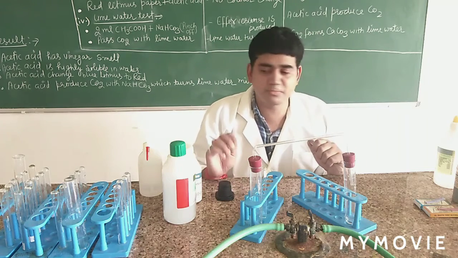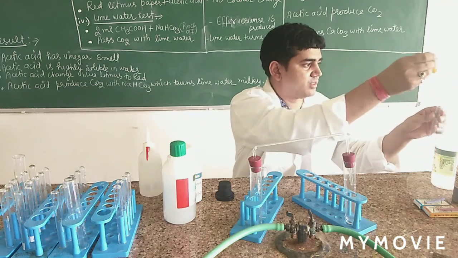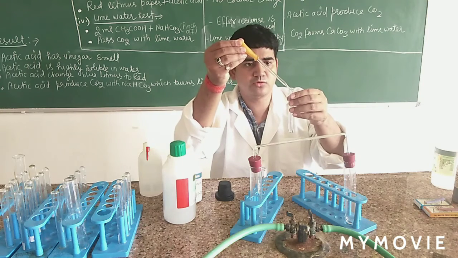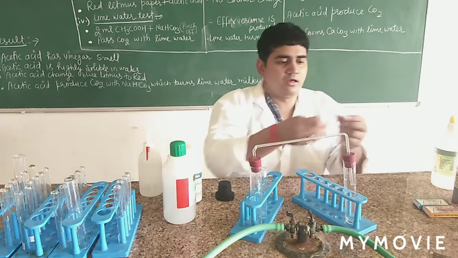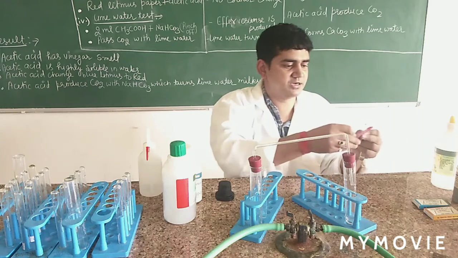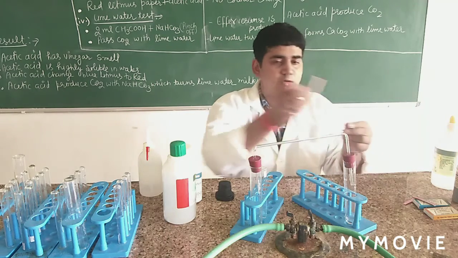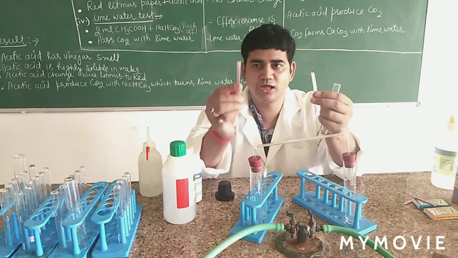Now the third is the litmus paper test. For this we use acetic acid. We take acetic acid in a dropper, always 10 to 20 ml, not more than this. We have two types of litmus paper: one is the red one, another is the blue litmus paper. You can see the red litmus paper and the blue litmus paper.